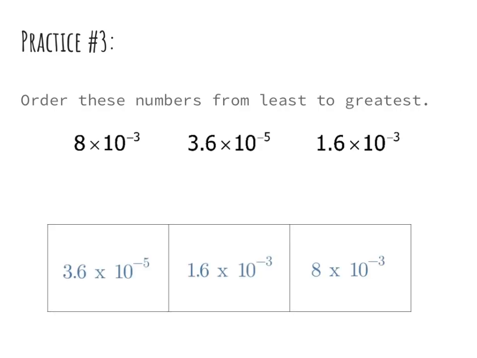How did you do? Were you able to get all of them in order from least to greatest? A little bit of a curveball here because 2 of the exponents were the same, so you had to take a look at their base numbers, but hopefully you were able to figure it out. If you did not, make sure that your paper looks like mine before we finish up.